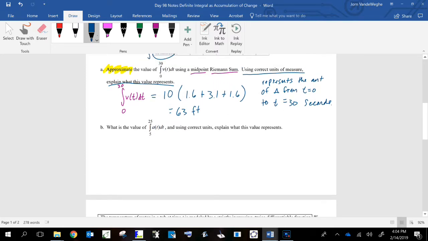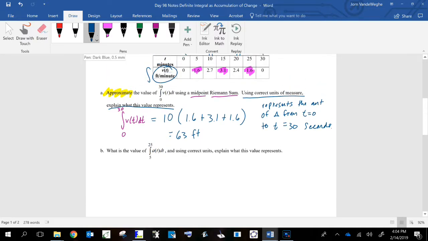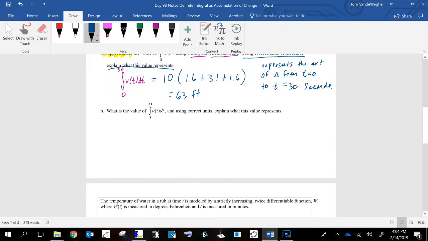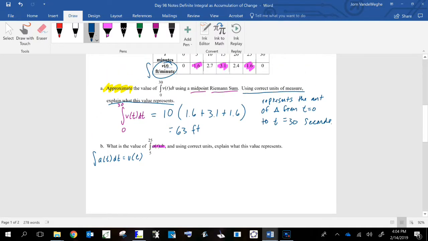So now for part B, what is the value of the integral of a of t dt from 5 to 25? Whoa. Well, we don't have any acceleration in this table at all. But we do know something about the antiderivative of acceleration. The antiderivative of acceleration is velocity. So the antiderivative of the acceleration function is going to give me velocity. And I do have some values for velocity in our table, right?